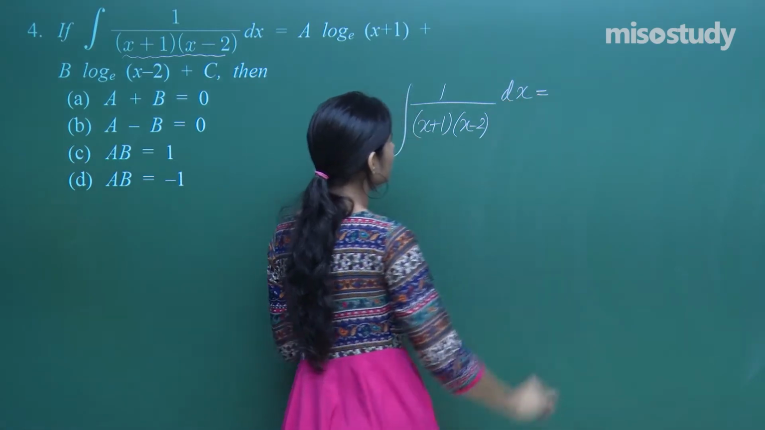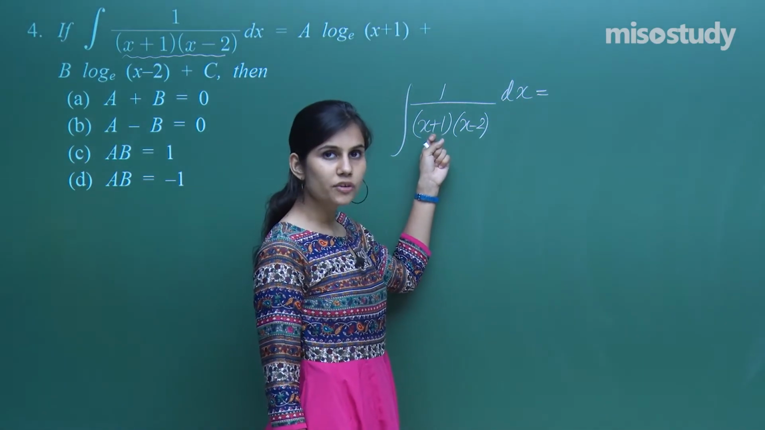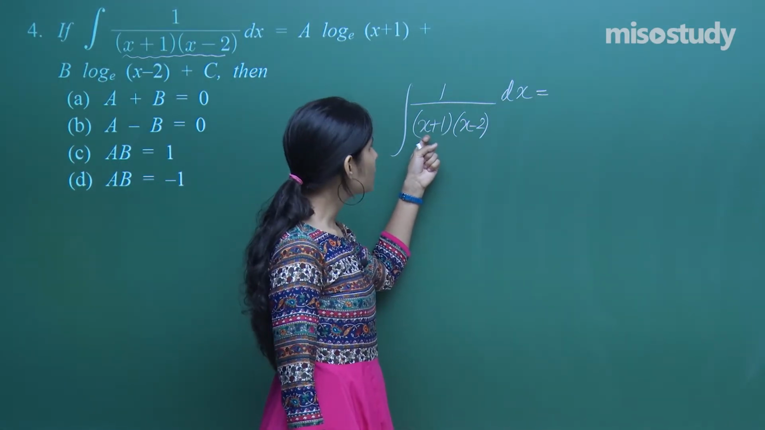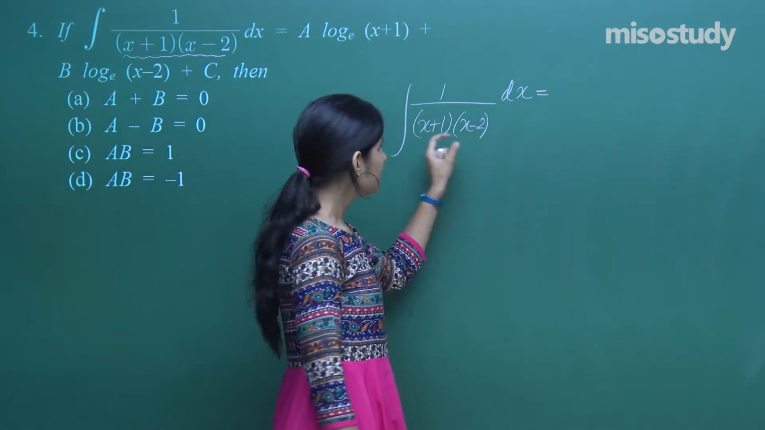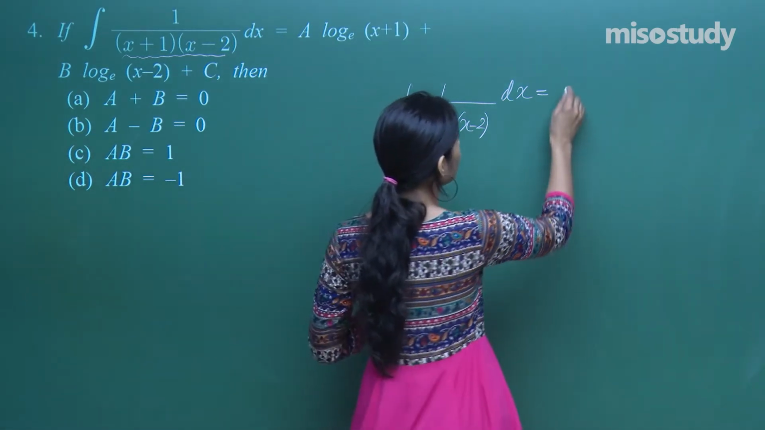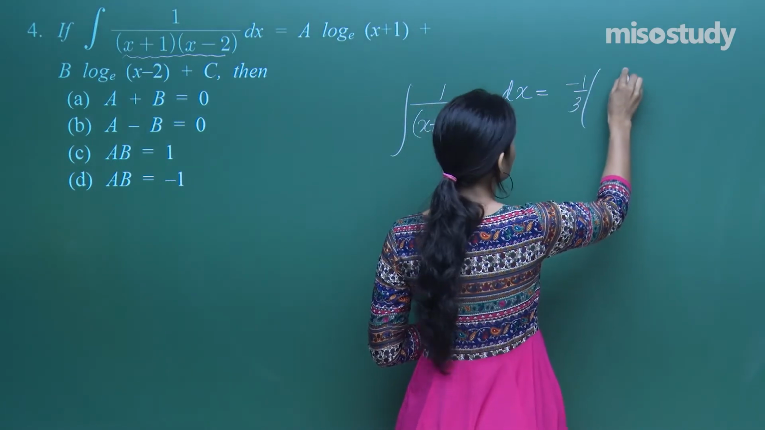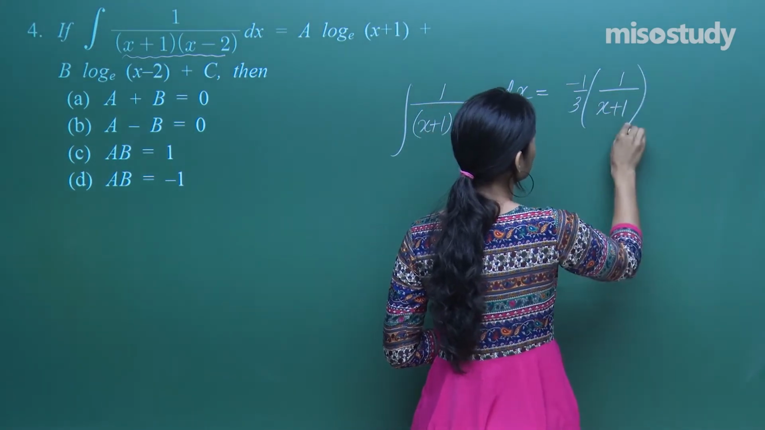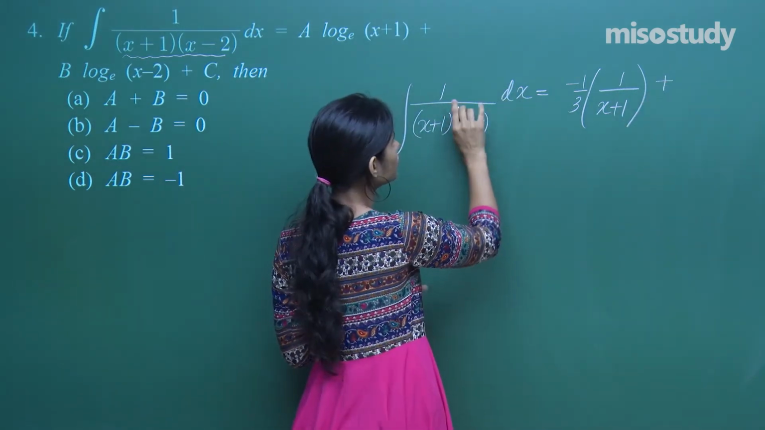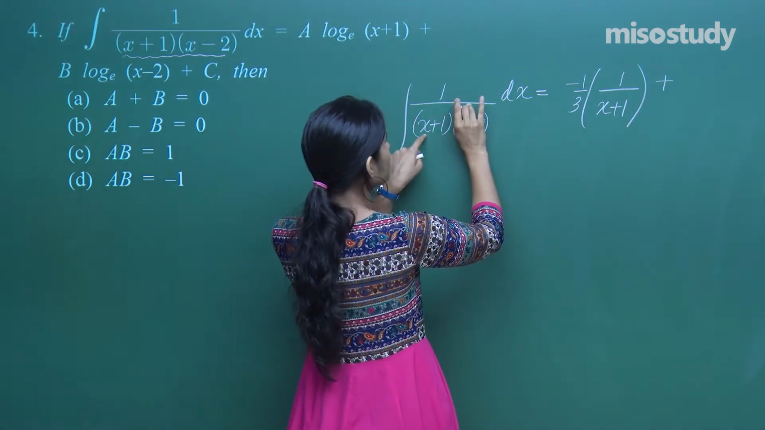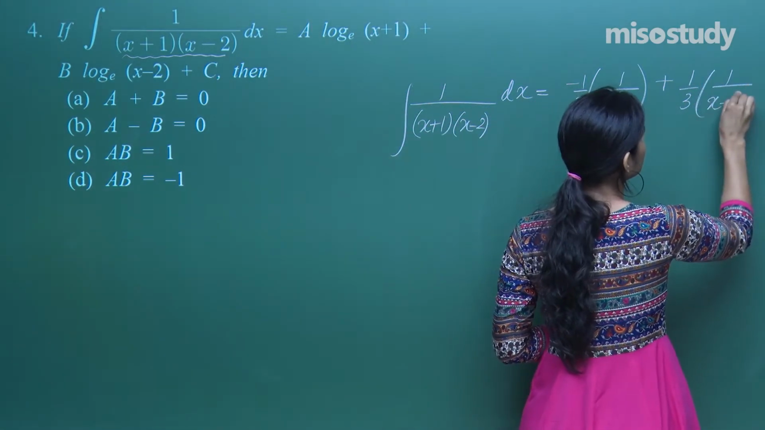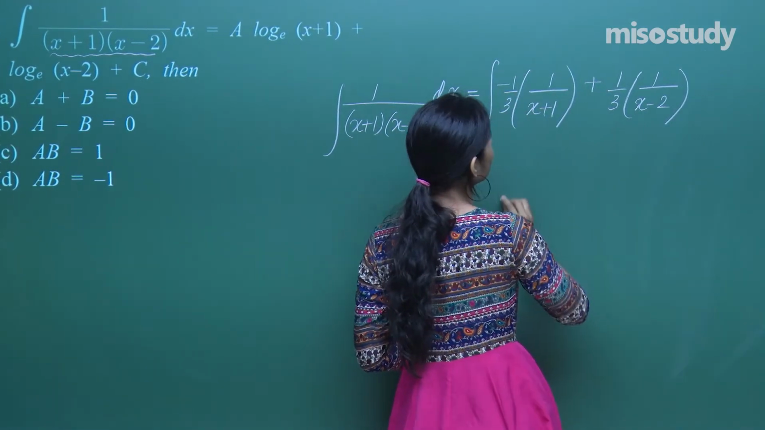This will be what? If you put x equals minus 1, I have taught you already in my lectures how to get the values. If you put x equals minus 1, you get 1 upon minus 3. Just ignore this expression, put x equals minus 1. You get 1 upon minus 3 or minus 1 upon 3 times 1 upon (x+1). That's what you get. Plus, if you put x equals 2, not in this expression, in the rest of the expression, x equals 2 gives you 1 upon 3. So you get 1 upon 3 times 1 upon (x-2), and you need to integrate this now.